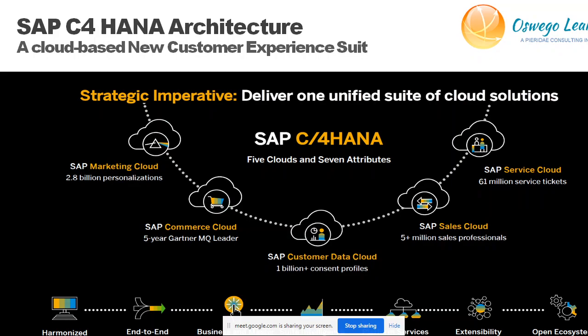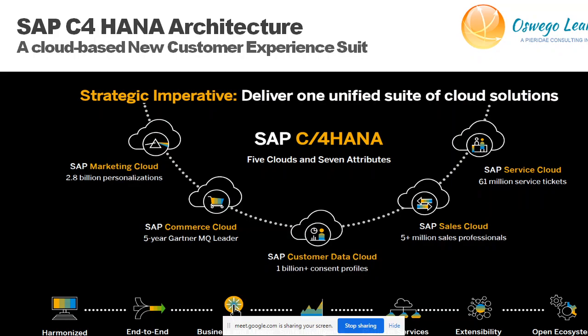And the next pillar is the Commerce Cloud. Commerce Cloud is nothing but the e-commerce part. You might have heard that there is a product called SAP Hybris. That is nothing but the e-commerce part of SAP C4HANA. It started from 2013 onwards, and many organizations have implemented the Hybris part for the e-commerce business. So this is the Hybris part, or the Commerce Cloud.